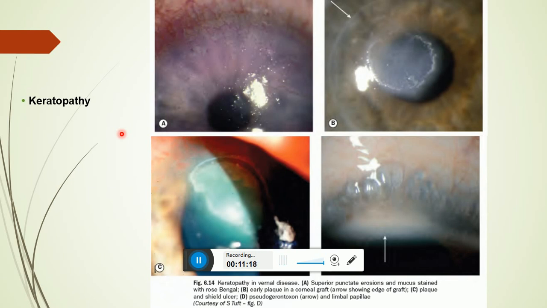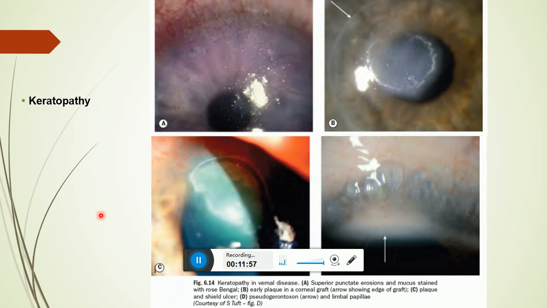Subepithelial scars are gray, oval, and affect vision. Here you can see pseudogerontoxon. Pseudogerontoxon can develop in recurrent limbal disease. There is a paralimbal band of superficial scarring. They resemble arcus senilis, adjacent to a previously inflamed segment of the limbus. Vascularization does not tend to be prominent. Some peripheral superficial vessel ingrowth is common, especially superiorly.